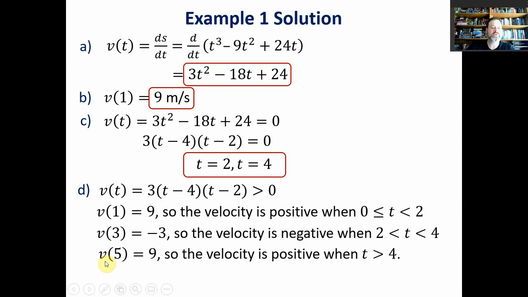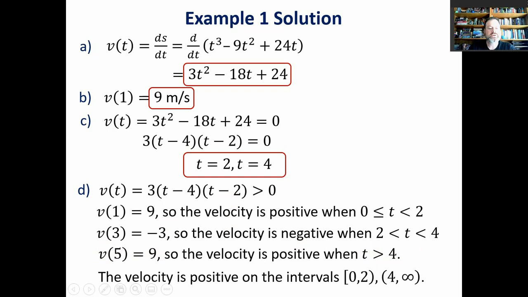Okay. So here, the velocity at 5 is 9, so the velocity is positive when t is greater than 4. So the velocity is positive on the intervals 0 to 2 and 4 to infinity. So the way we're looking at it now is that there's no maximum time. So that's how you write it. And that's the answer.